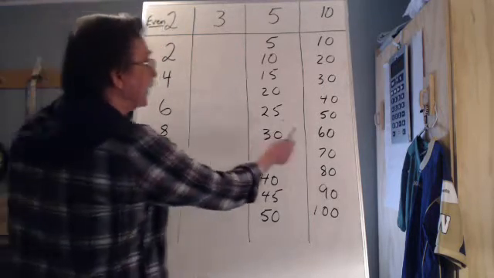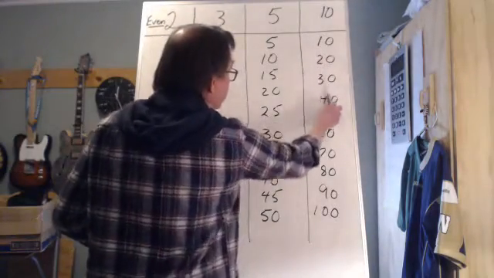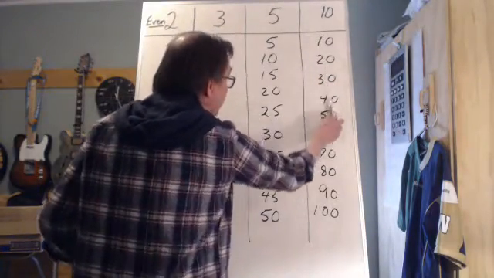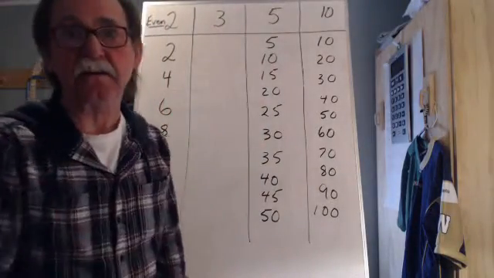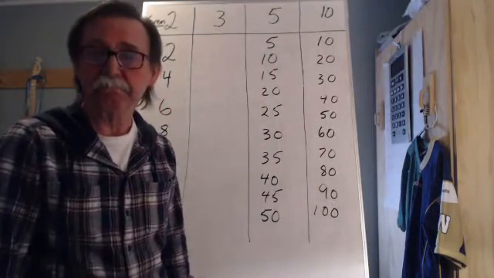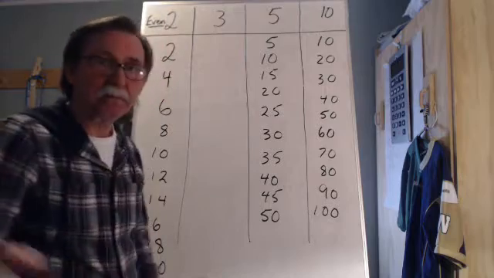So what can you tell me again about the 10 times table? Counting by tens, they always end in a 0. Never an exception.